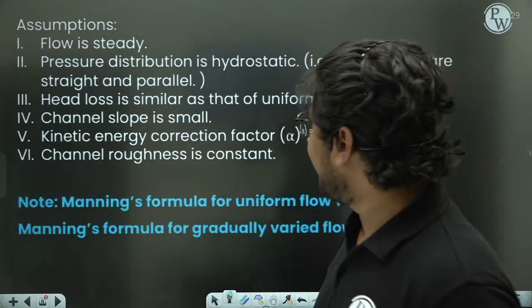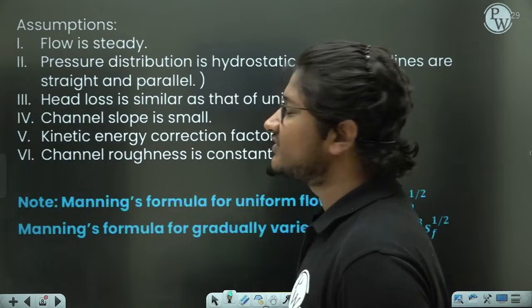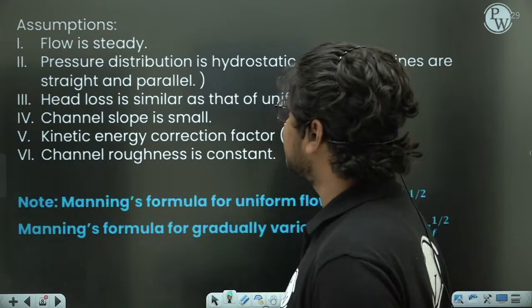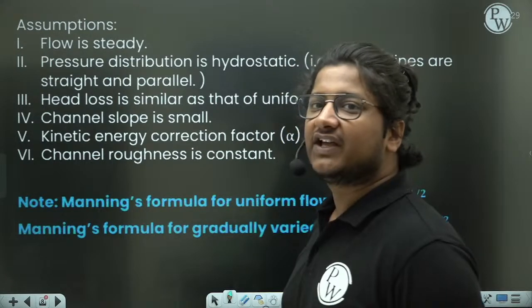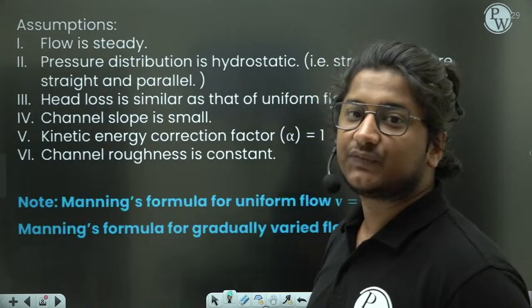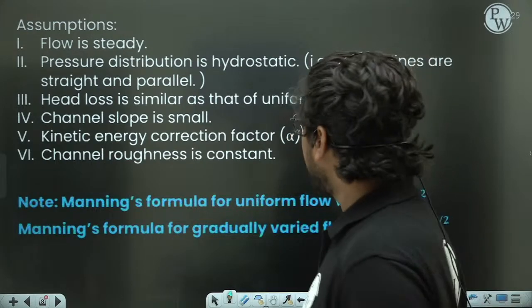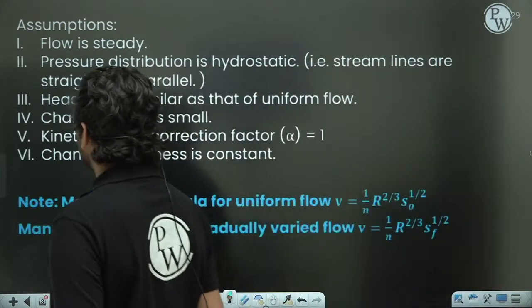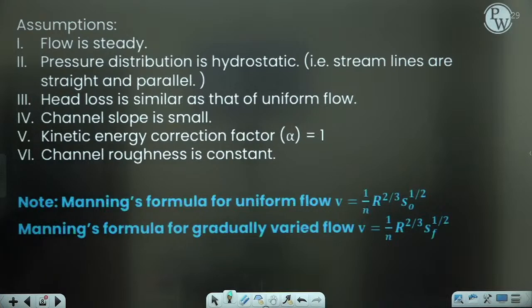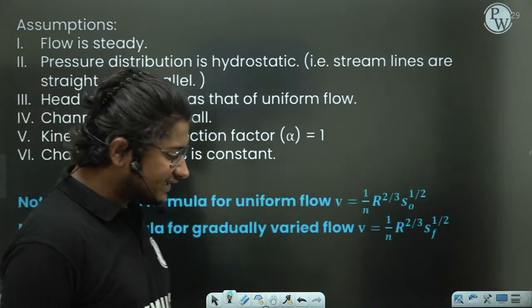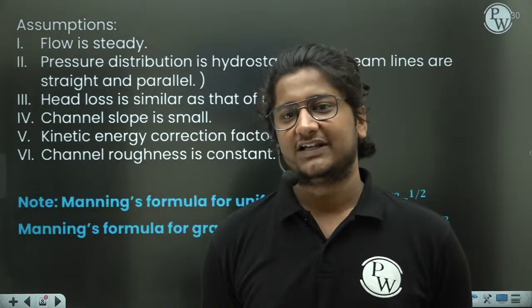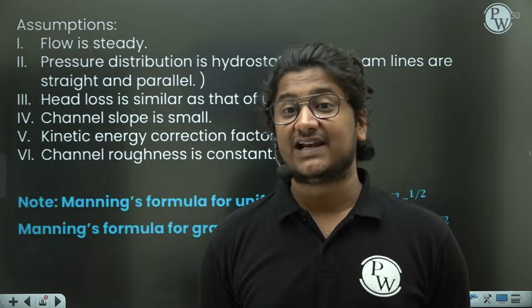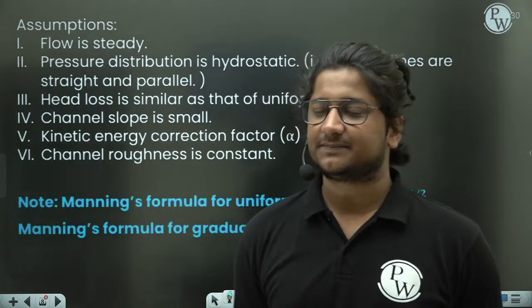Okay. Next, channel slope is small. They are saying that channel slope will be there, but it will be very small. Kinetic energy correction factor alpha equal to 1. You know that alpha equal to 1 is for what? It is for uniform flow. Channel roughness is constant. So even channel roughness they have given as constant only. If you see all the assumptions, they actually try to make this non-uniform flow a uniform flow, so that the analysis will be easy. That is the purpose.